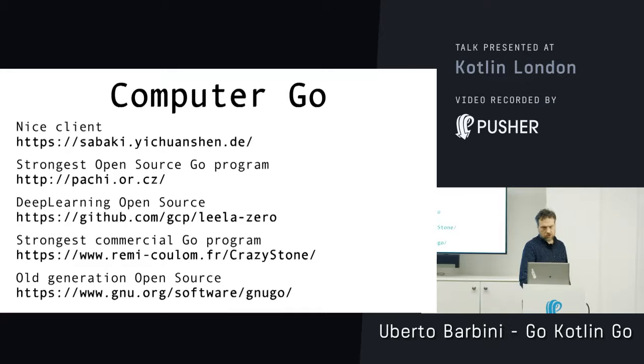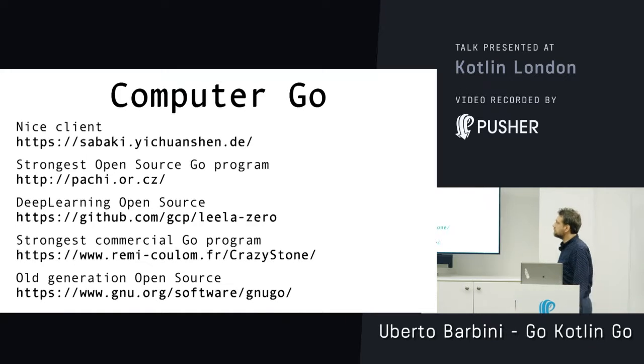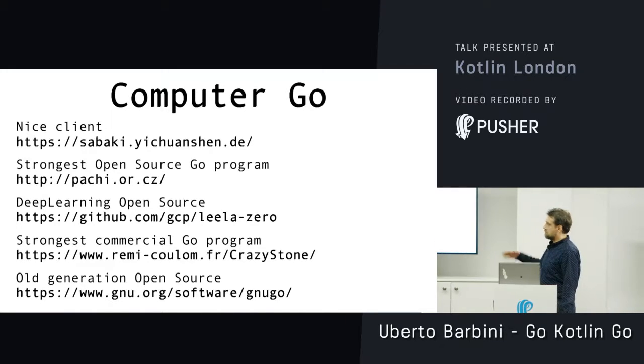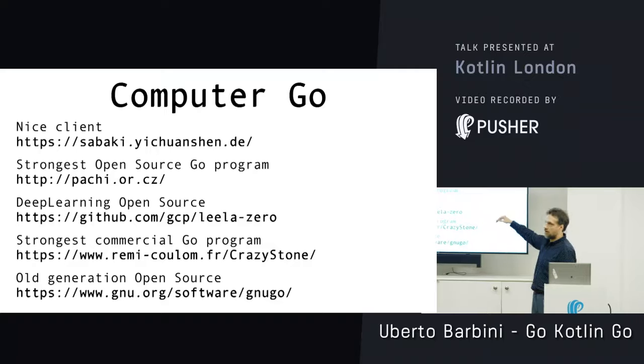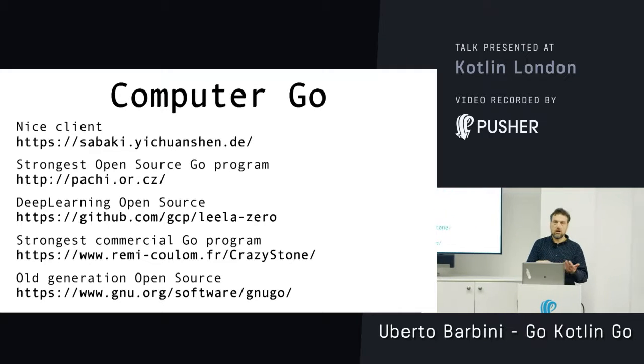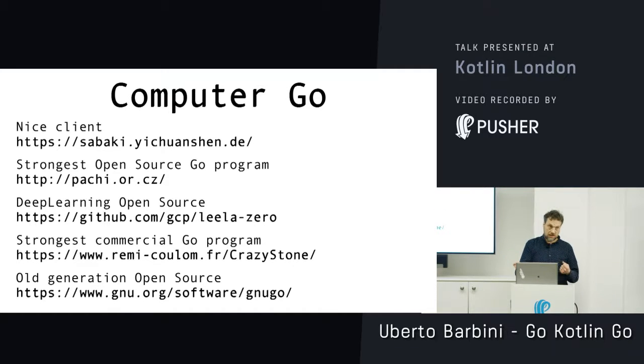Just for your reference, maybe you want to see it later, here are some programs that do the Go part. The first one is a client, so it has no logic, but you can use it to play with other people or play against an engine. Pachi is the strongest open source Go engine.